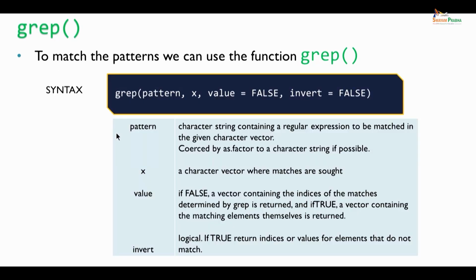So, here is the syntax for using the grep function. The first argument should be the pattern that we are interested in, followed by the particular variable from the data frame, and if we give value equal to false, it will give us the vector containing the indices of the matches determined by the grep function. But if you give invert is equal to true, it will give you those indices which have not been satisfied by the pattern.